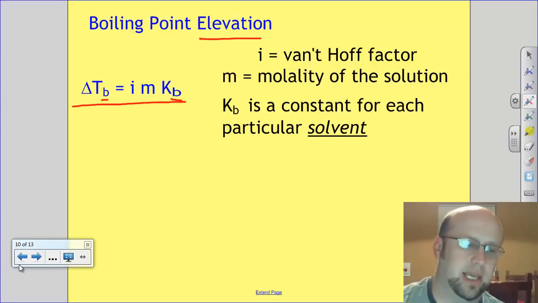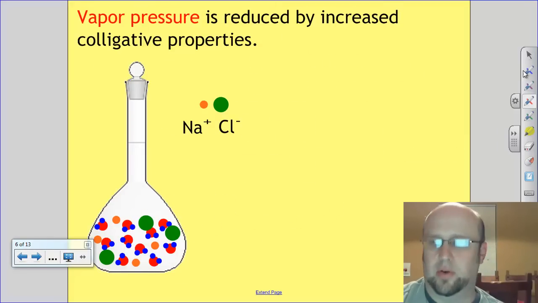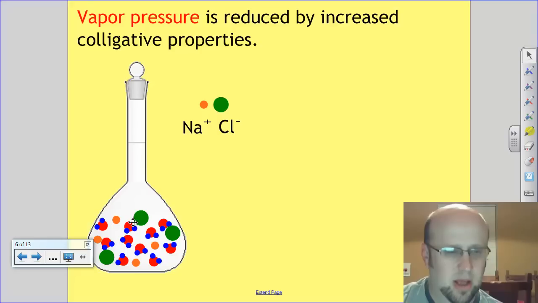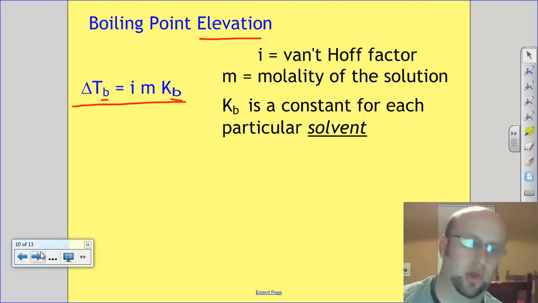Now, why is that the case? Remember, boiling point is pretty closely related to vapor pressure. These particles want to get away. They want to go into the gas phase. That's what boiling is. But if there are solute particles in the way, blocking them, then they can't escape. They're stuck there, so they're not going to boil until you reach a higher temperature. Hence, boiling point elevation.